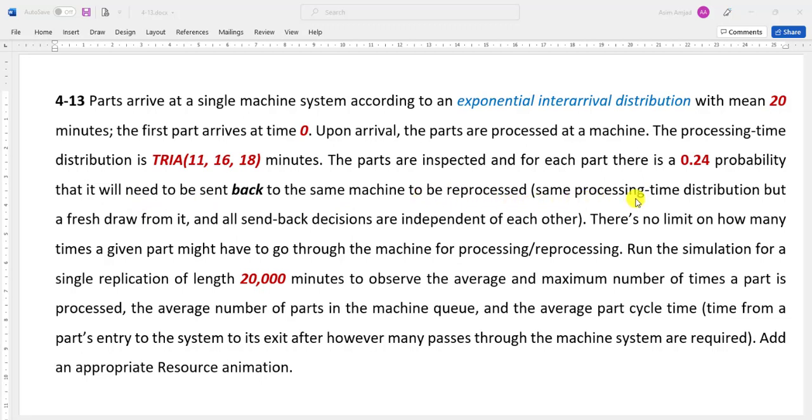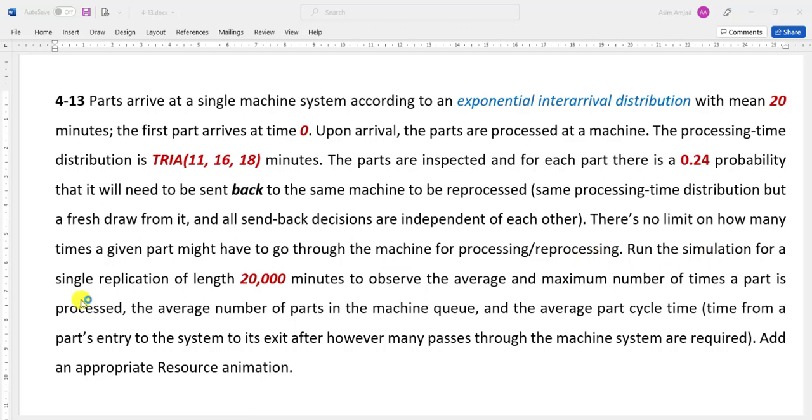It uses the same processing time distribution, but with a fresh draw from it, and all send-back decisions are independent of each other. There is no limit on how many times a given part might have to go through the machine for processing or reprocessing.